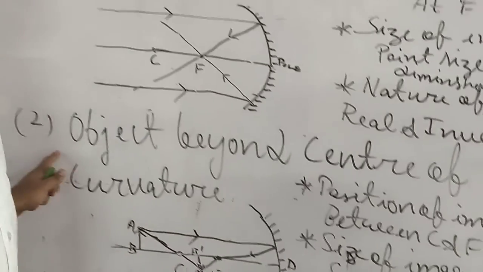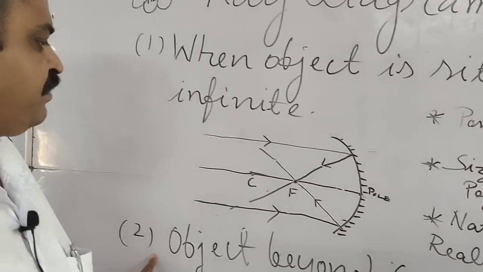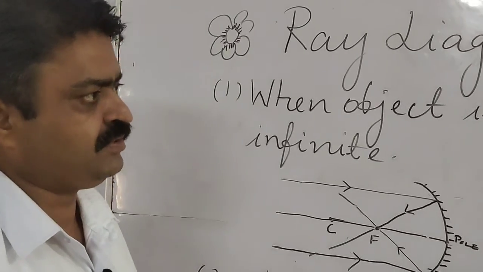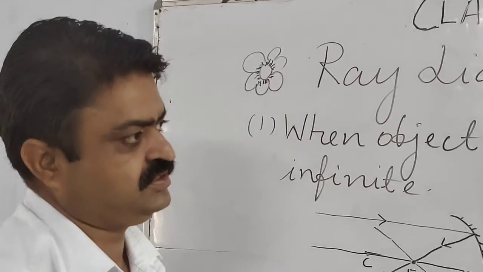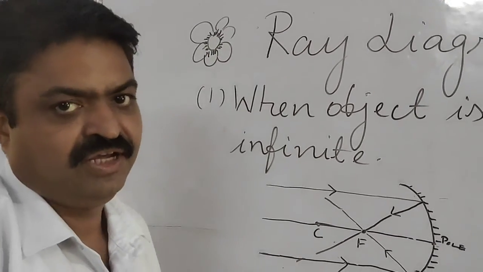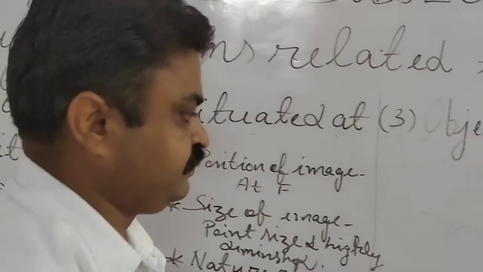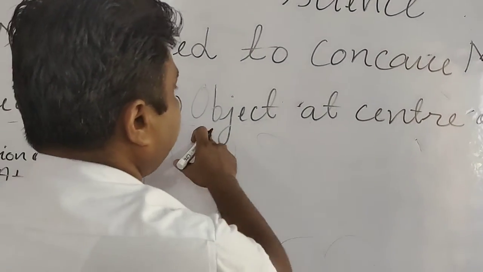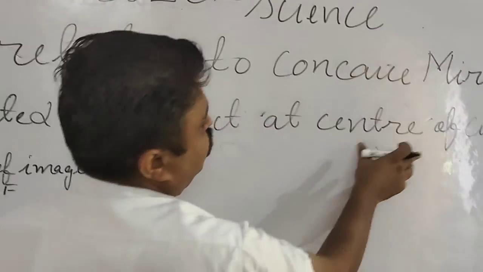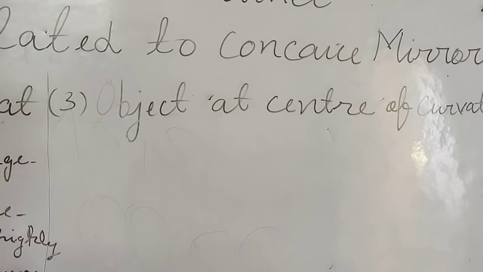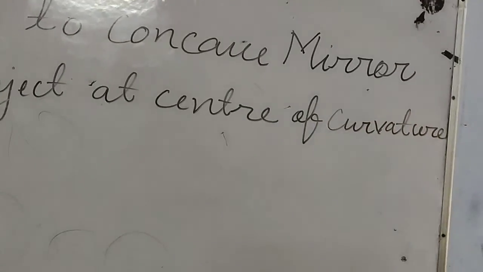So now we have covered this ray diagram, the object beyond the center of curvature. Now we come to the next, students. Now in this, the object is at the center of curvature.